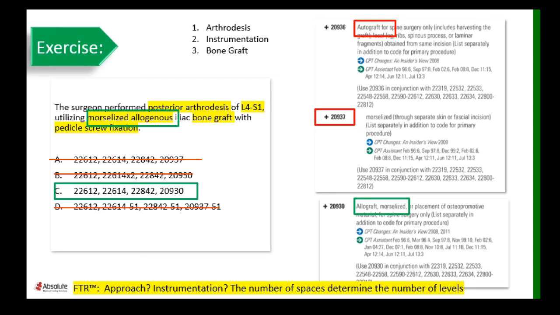And coders, if you got that correct, outstanding. Now coders, are you ready for a little more challenge? All right, let's code some more spine surgery.